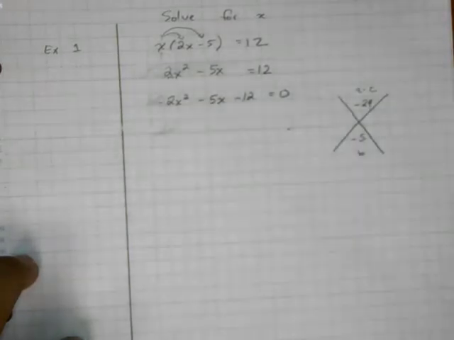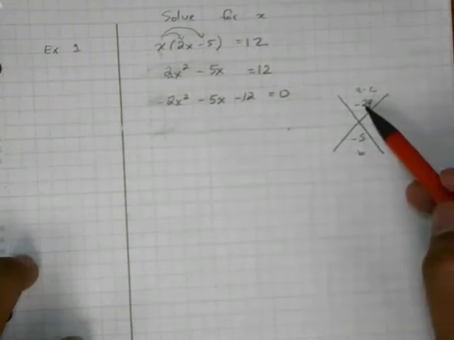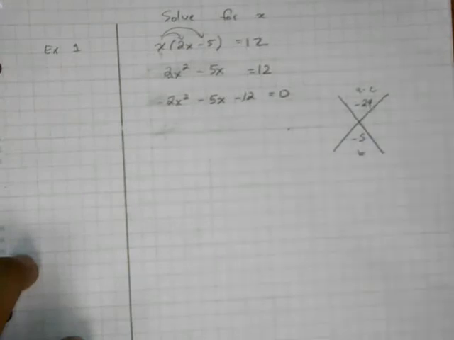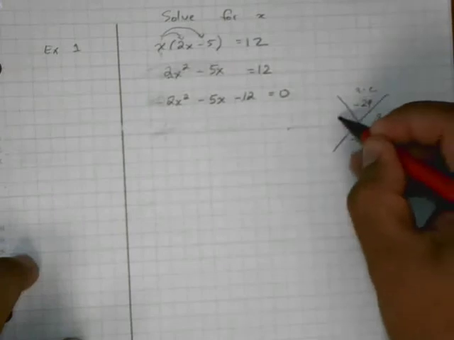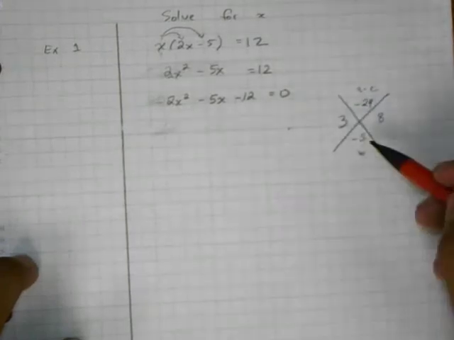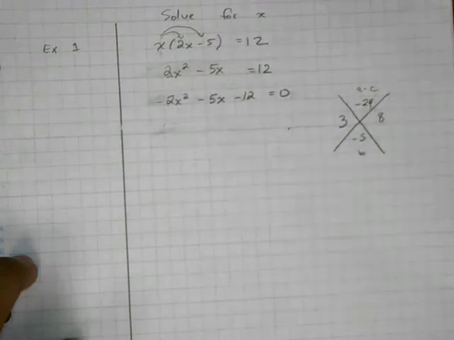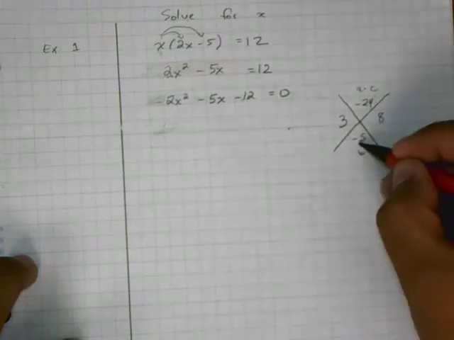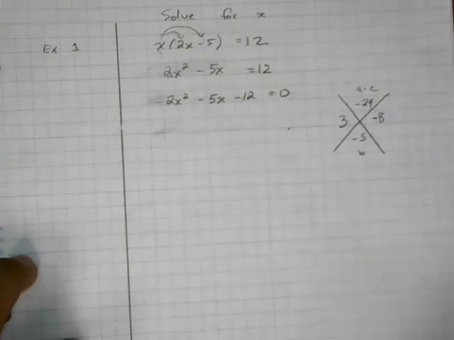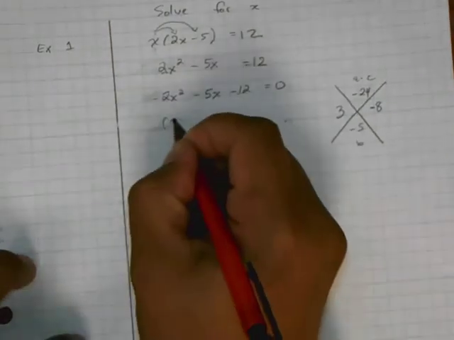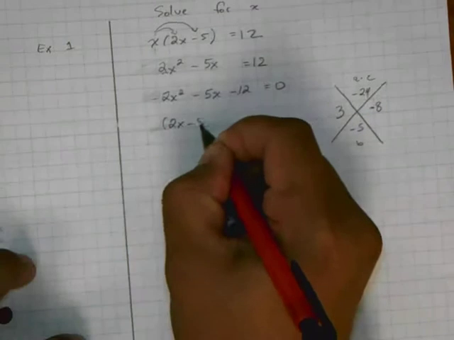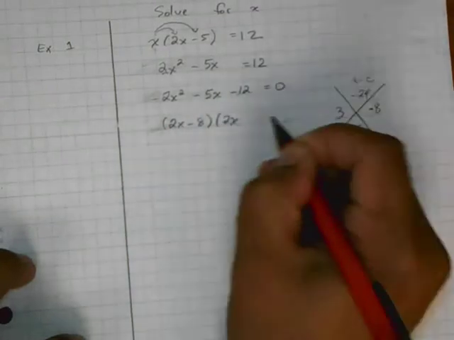Okay? And so now I'm looking for two numbers that multiply to give me negative 24, but add to give me negative 5. So I run through the list of factors of 24. 2 and 12, 3 and 8. So let's try that. 8 and 3. One of them's got to be negative and the other's got to be positive because their product is a negative number, and they have to add to negative 5, so it's got to be negative 8. Okay? And so I'm going to write this out here as 2x minus 8 times 2x plus 3.